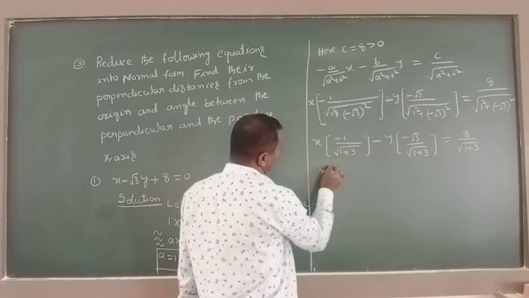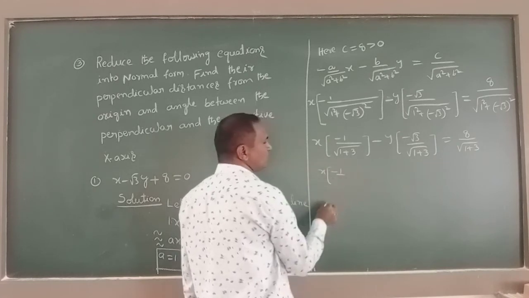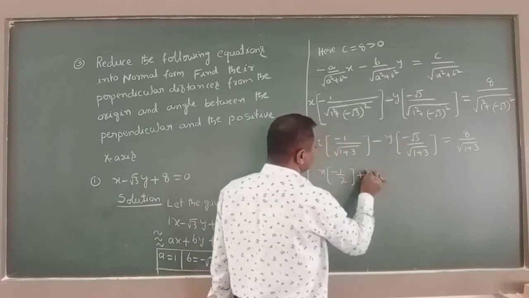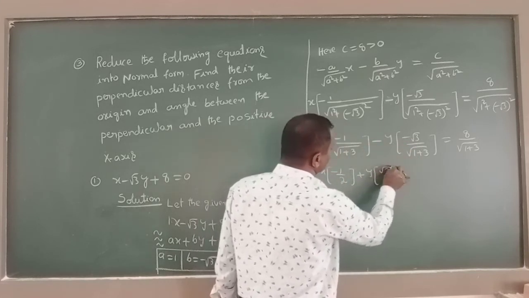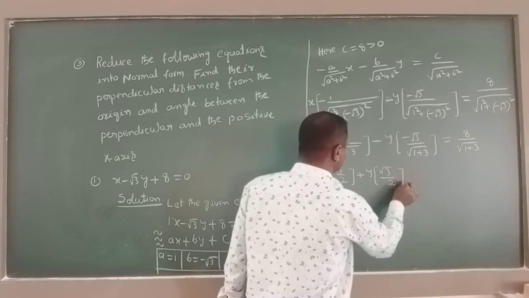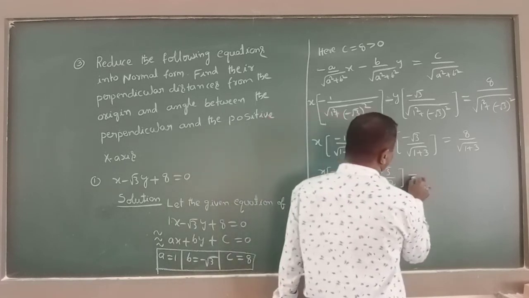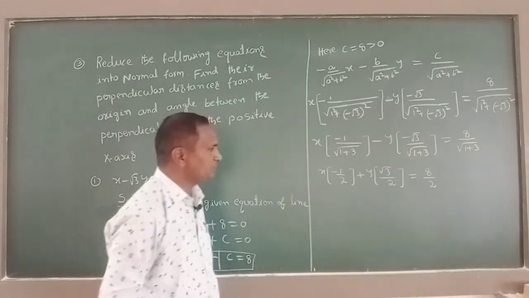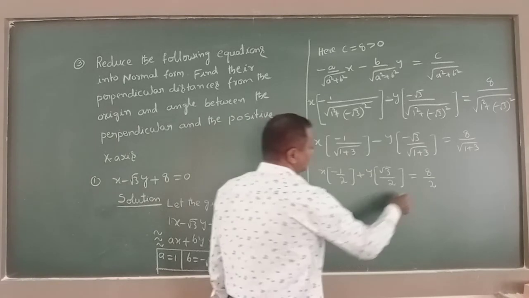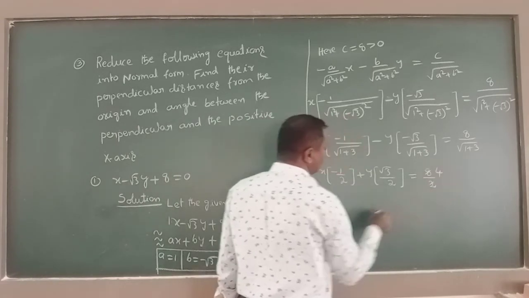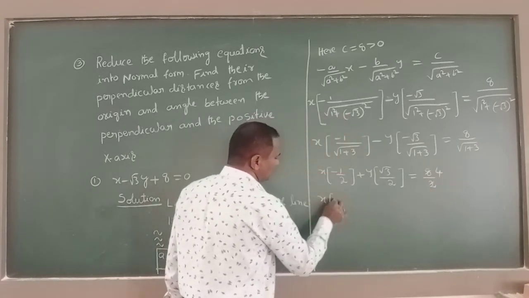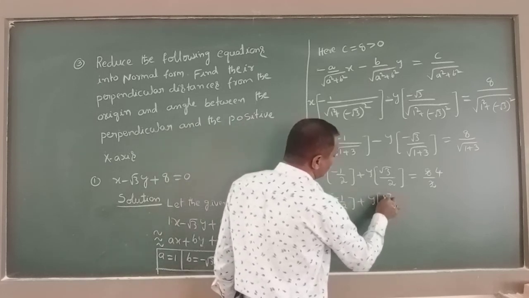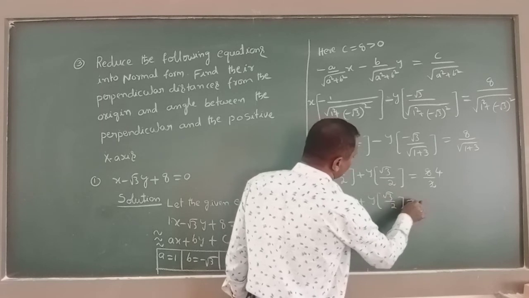It is x of minus 1 by square root of 4, means 2, plus y divided by root 3 by 2, is equal to 8 by 2 here. Now we are converting into this form. After cancellation, we get x of minus 1 by 2 plus y of root 3 by 2 is equal to 4.